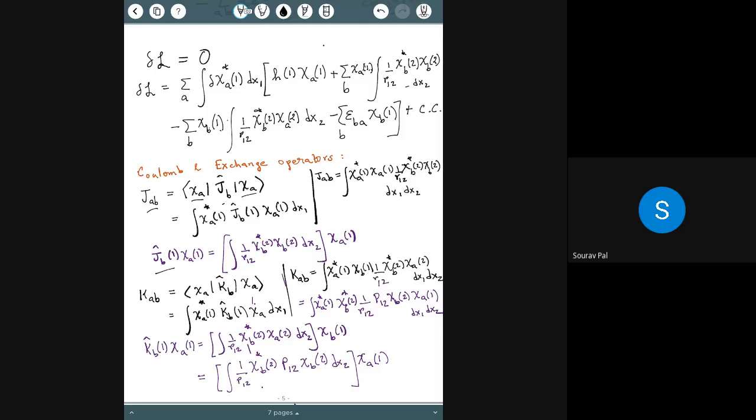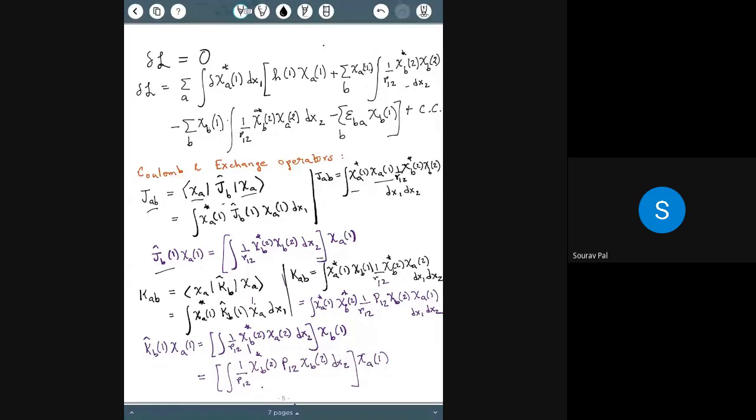Okay, so the operator acting on chi A1 is J B1, and then whatever is left after you remove chi A star 1, which is part of the bra, and chi A1, which is part of the ket, and the integration over dx1 is the operator acting on chi A1. Fine. Now for the exchange, you need a little bit more tricks.